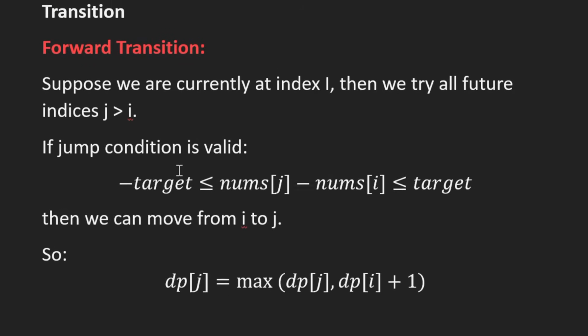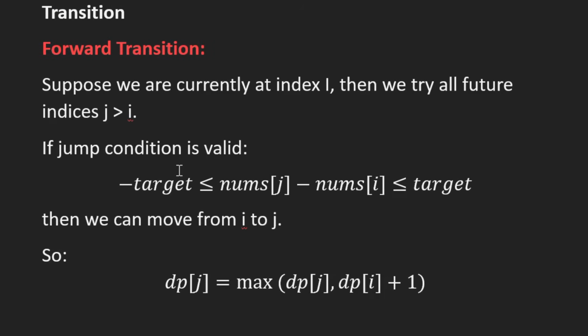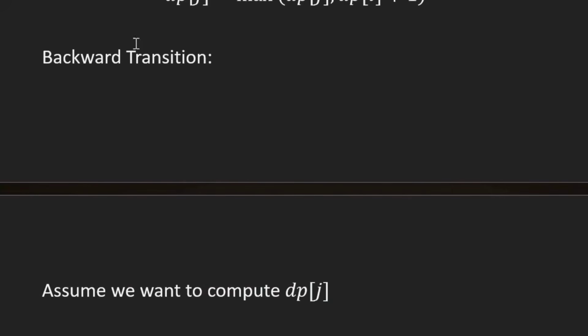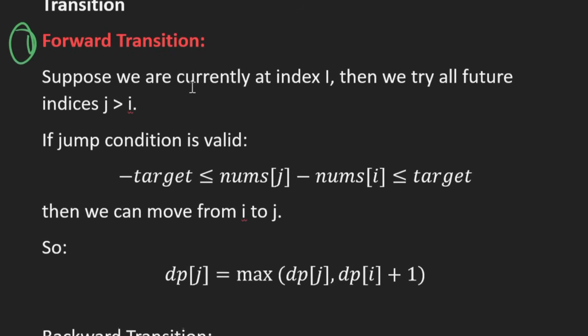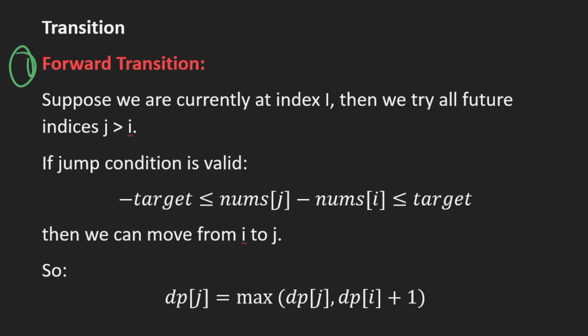So let's see how we'll be doing the transition. Here we can either do forward transition, or we can do backward transition, right? Either forward or backward. So let's see what will be in forward transition. In forward transition, we assume that we are currently at index i.